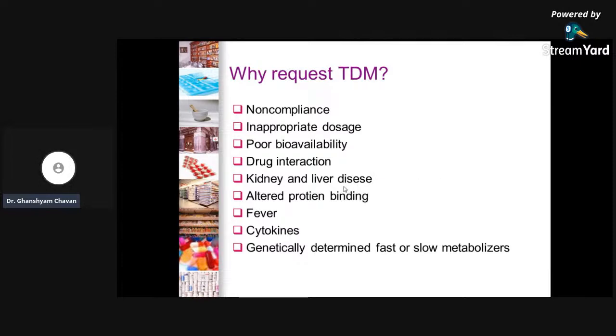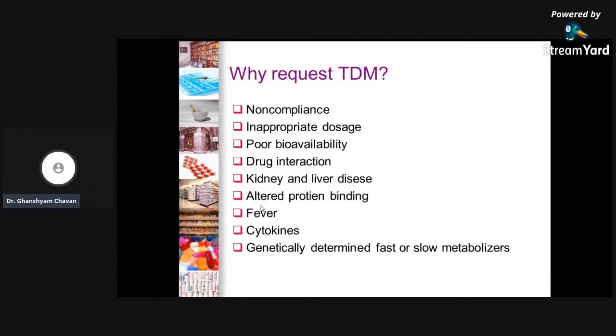So dear students, here we are discussing this TDM, therapeutic drug monitoring, very shortly, because we have already covered this TDM in the last lectures. We have taken this topic in a descriptive manner. So that's why in today's lecture we will discuss it in a short manner, because it is only a repetition.